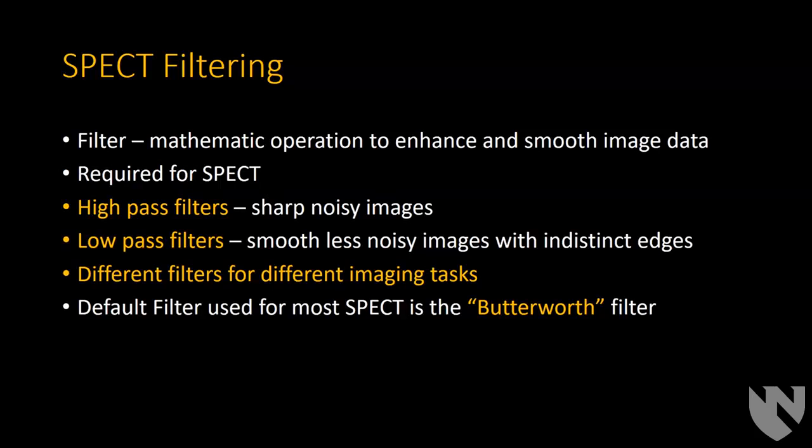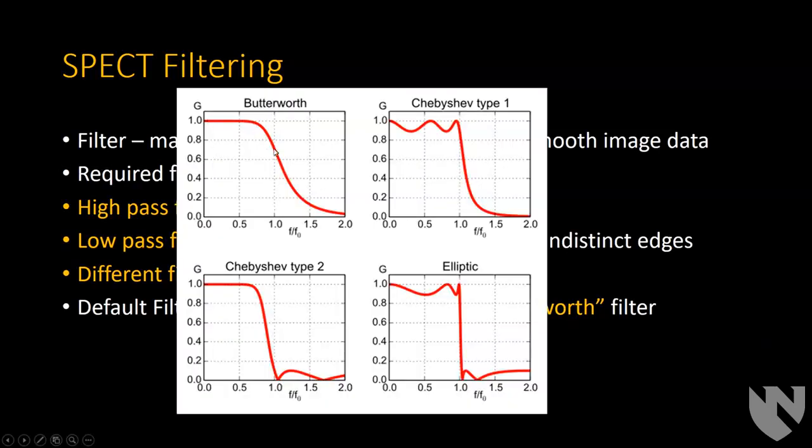A high pass filter would give a sharp image, but it'd be noisy, and a low pass filter would be smoother, but with less distinct, less sharp edges. And so you use different types of filters for different sorts of tasks. A lot of times Butterworth will be the most common filter, and that's what a Butterworth filter is shaped like.